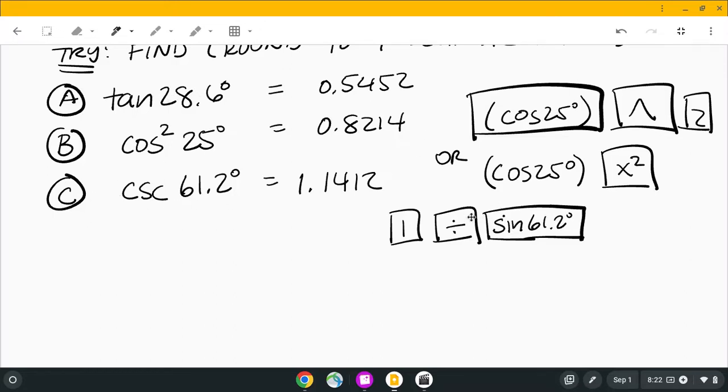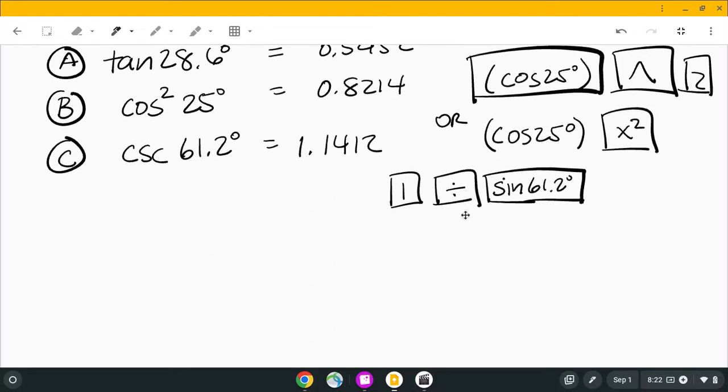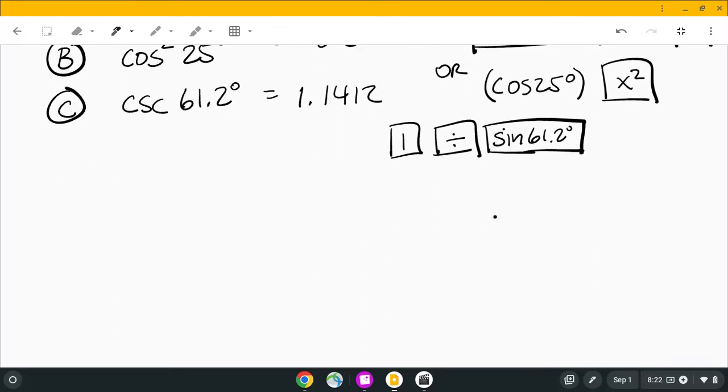Okay. So in this next part, we are going to look at inverse trig functions. Inverse trig functions. All right, so take notes.